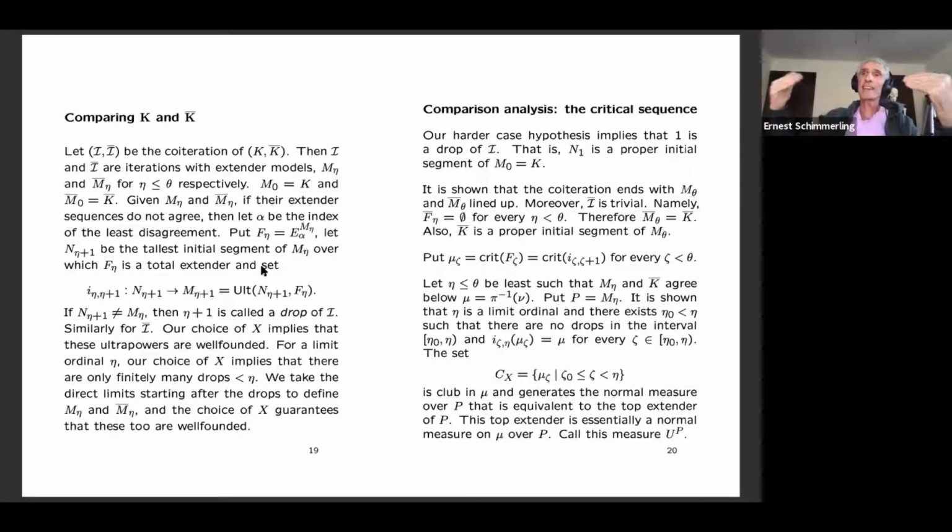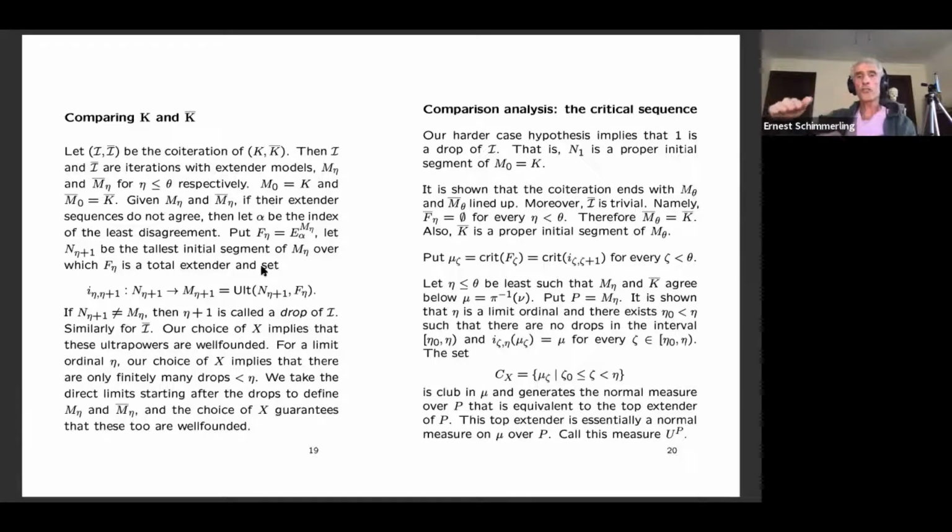So when I say take the ultra power, I can't necessarily take the ultra power of the model that the extender is coming from. If it's the top extender, then I can do that. But if it's one of the extenders in the model, then it only measures, it doesn't measure the whole model. And so what I do is I drop to the tallest initial segment of the model where that extender actually measures everything, and I take the ultra power of that.